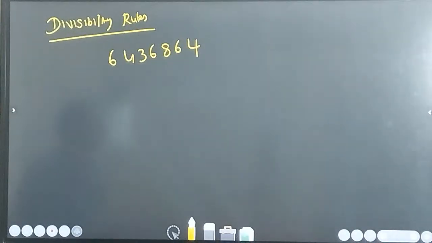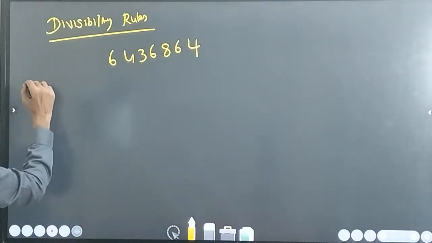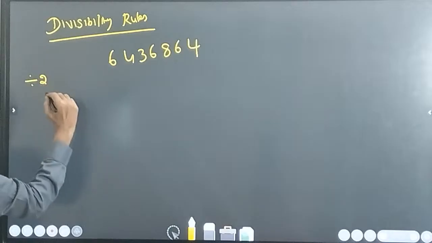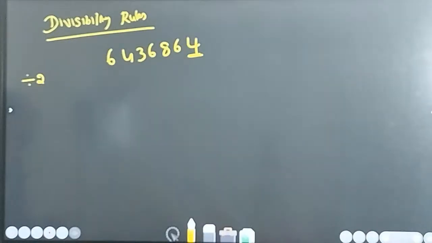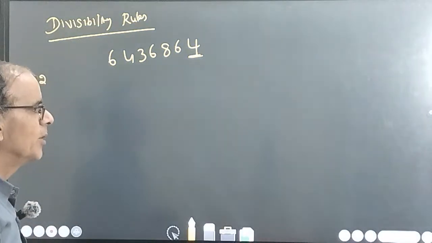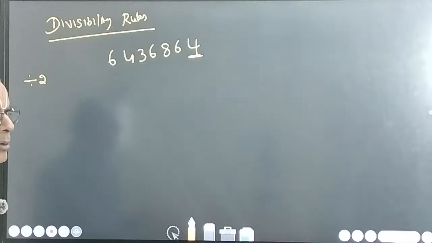Whether this number is divisible by 1, obviously it is divisible by 1. All numbers are divisible by 1. Now, whether it is divisible by 2, go to the last digit 4. Whether 4 is divisible by 2? Yes. If the number ends with 0, 2, 4, 6, 8, then it is divisible by 2. That means this is divisible by 2. Just take only one digit.